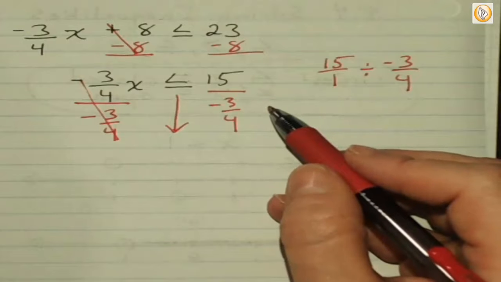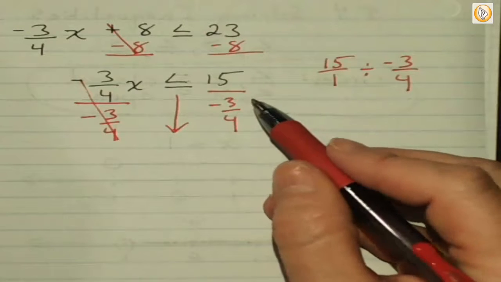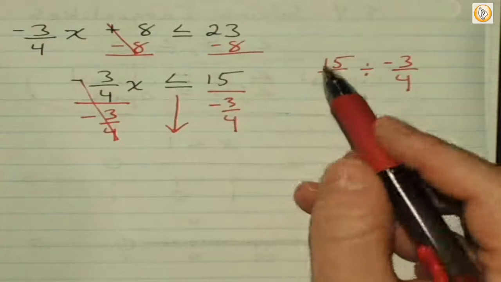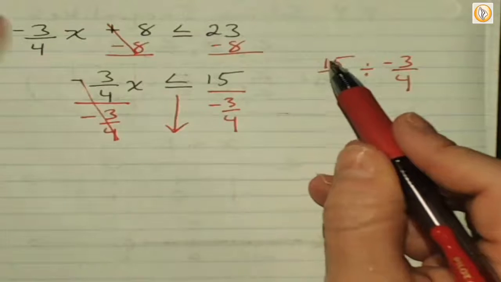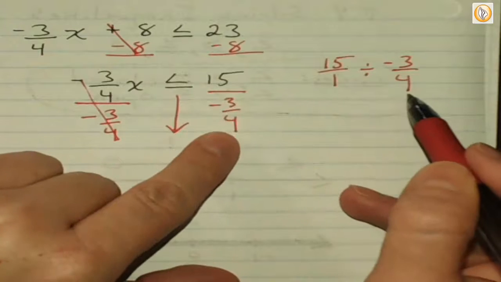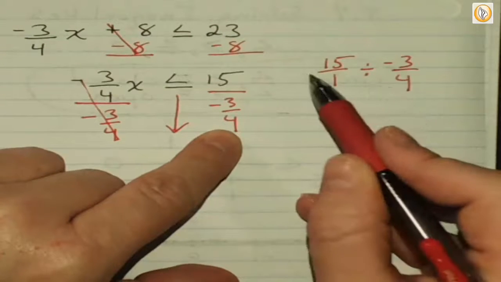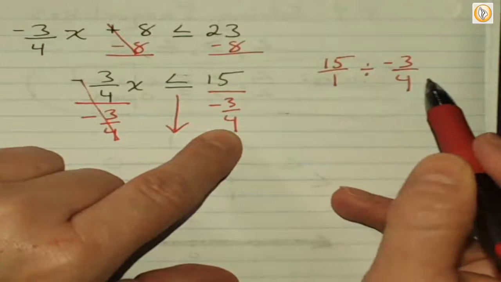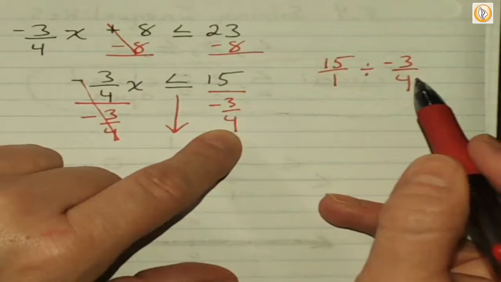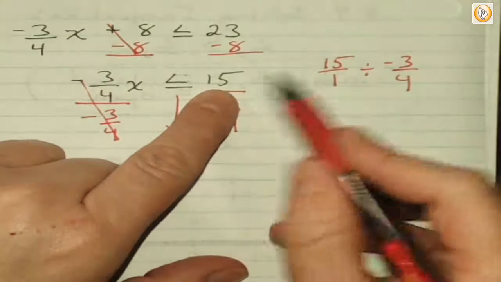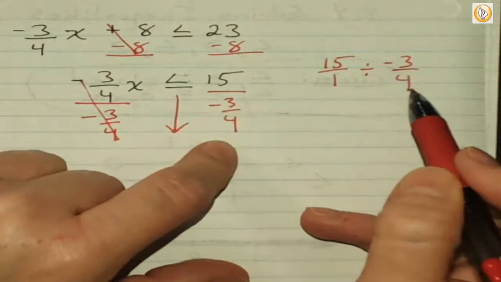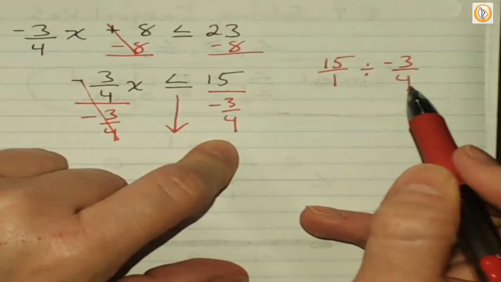Because this is a common mistake. Kelly, look up here. 15 is being divided by this fraction, so you have to write it this way: 15 over 1 divided by this fraction. If you write negative 3/4 divided by 15, if you switch these two, you will get a wrong answer. So this number has to come first, divided by this portion, or you will get a wrong answer.